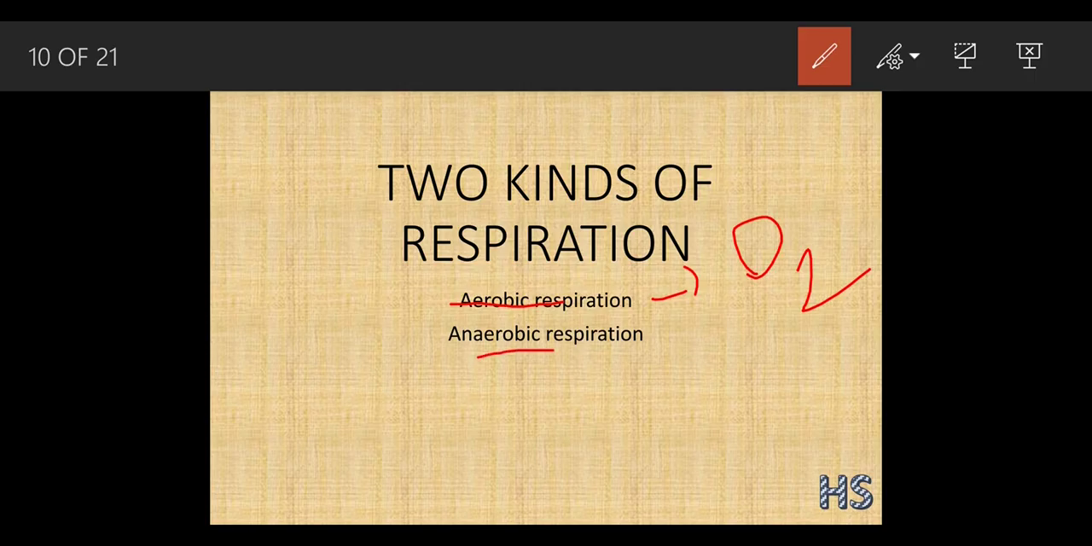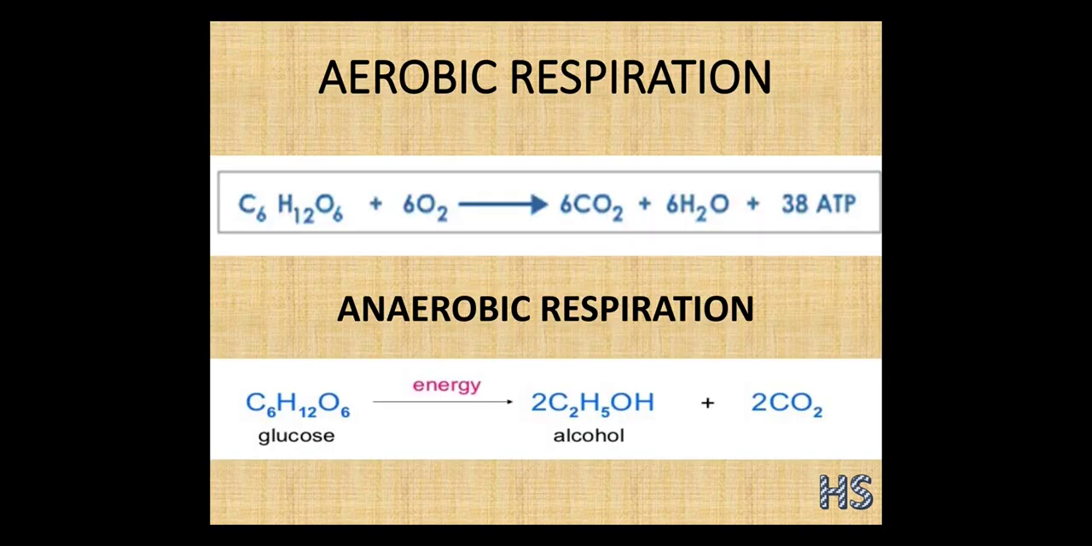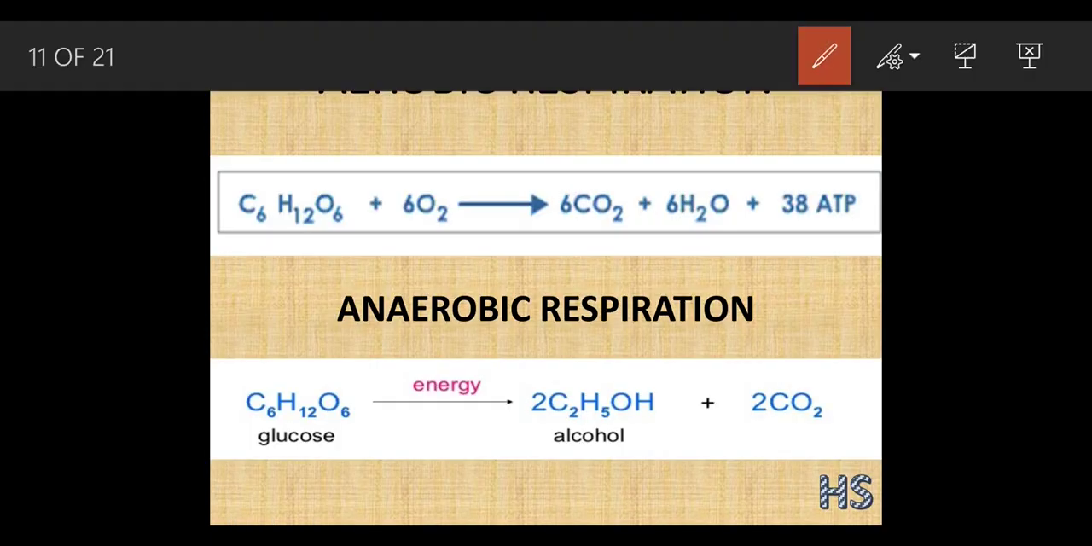The word aerobic refers to oxygen also. But what does an mean? An means without. Without oxygen. So a person or the plants can respire in two ways, aerobic respiration and anaerobic respiration. Aerobic means with the presence of oxygen, anaerobic means without the presence of oxygen. Now we are going to start with the aerobic respiration.